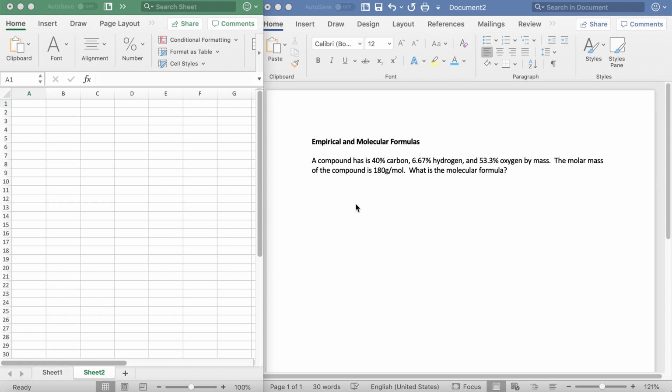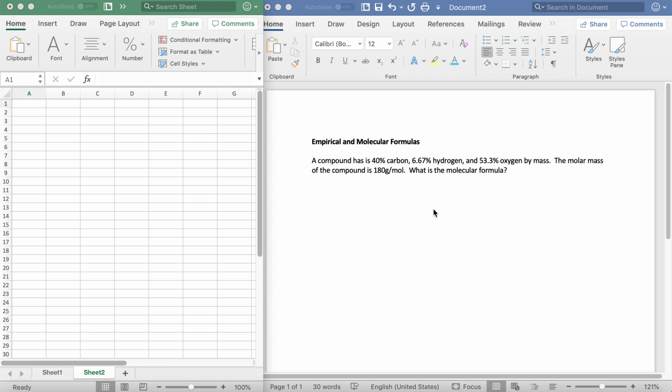Hey everyone. So we're going to do a simple tutorial on calculating empirical and molecular formulas given the percent composition of atoms in a compound and the molar mass of that compound. So our question reads, a compound is 40% carbon, 6.67% hydrogen, and 53.3% oxygen by mass. The molar mass of the compound is 180 grams per mole. What is the molecular formula?